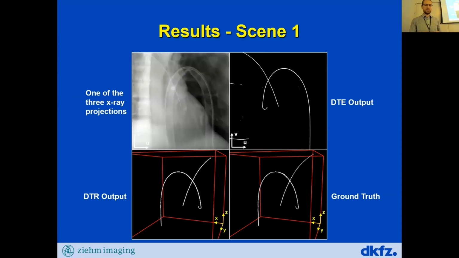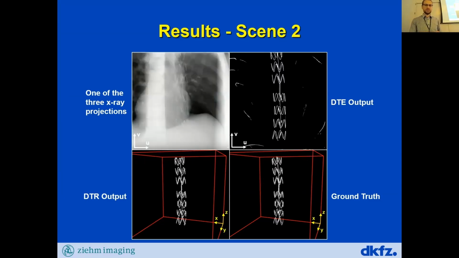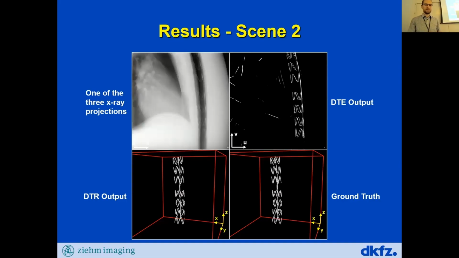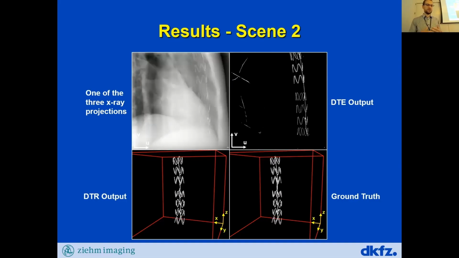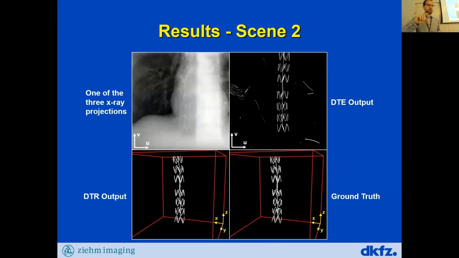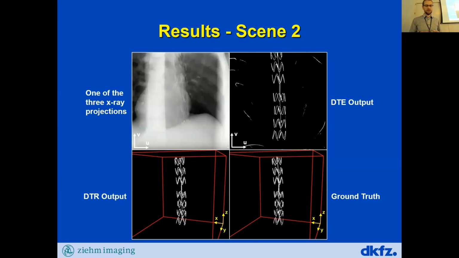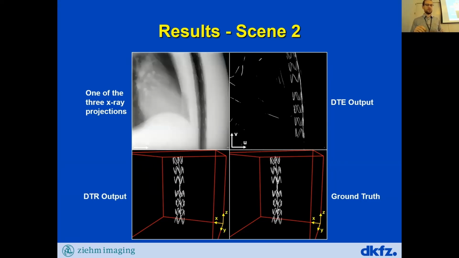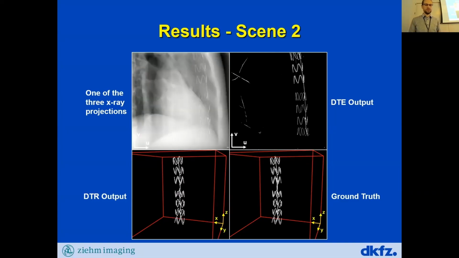Okay, now let's have a look at the results on the second scene. Here, this scene contained 1 stent, which again does this simulated patient motion. And you can again see that ground truth and reconstruction look very similar.